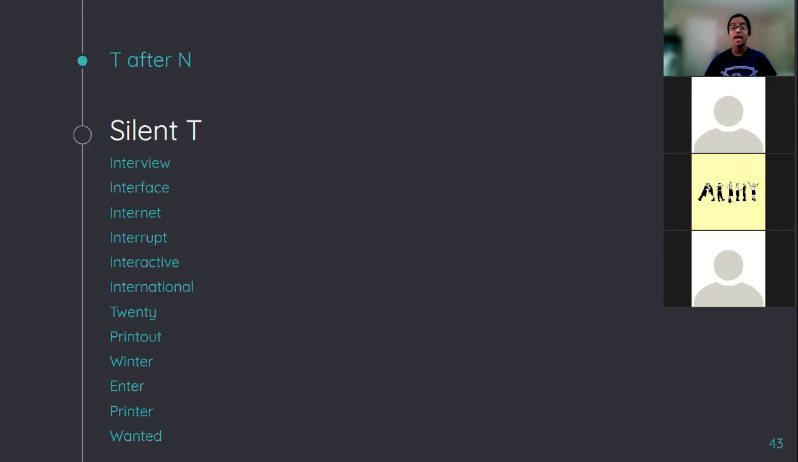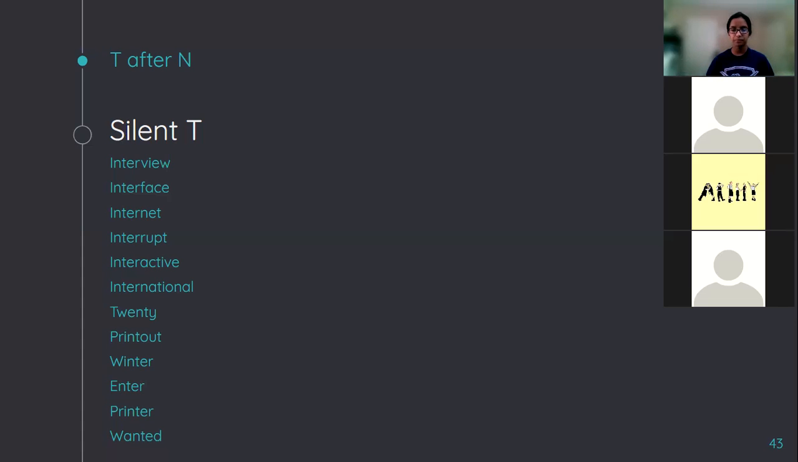The next one is enter. Enter the contest. Enter the room. You would say enter because the T is after the N. The next one is similar to printout because they come from the same origin. Printer. Because the T is coming after the N. Some people might say it with the T, but the real rule is printer. Most people say it as printer.